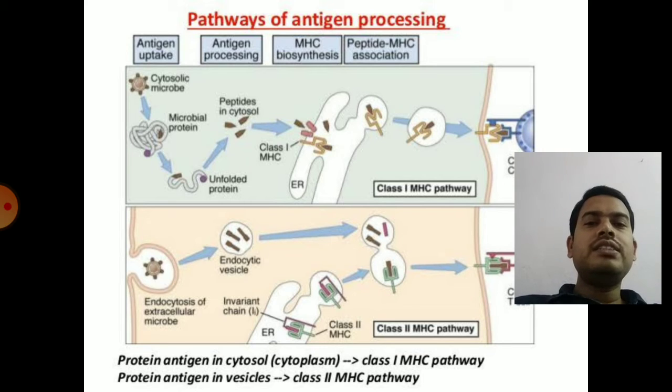So endogenous antigens that entered into the cell, like microbial proteins, they enter into the endoplasmic reticulum. In the endoplasmic reticulum, the class 1 molecules will be ready, and the peptides that are processed in the cytosol will attach to the class 1 MHC molecule present in the endoplasmic reticulum. From the endoplasmic reticulum, it will enter the Golgi complex. From the Golgi complex, it is transported onto the plasma membrane.